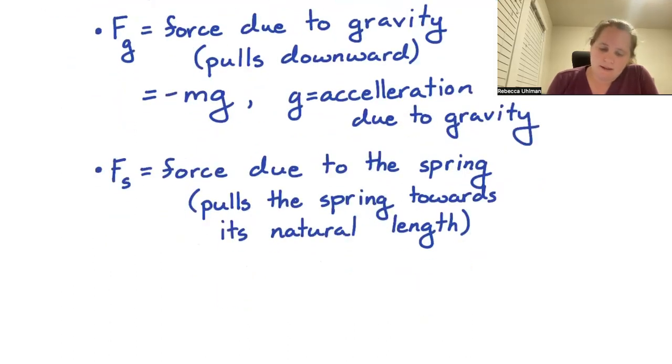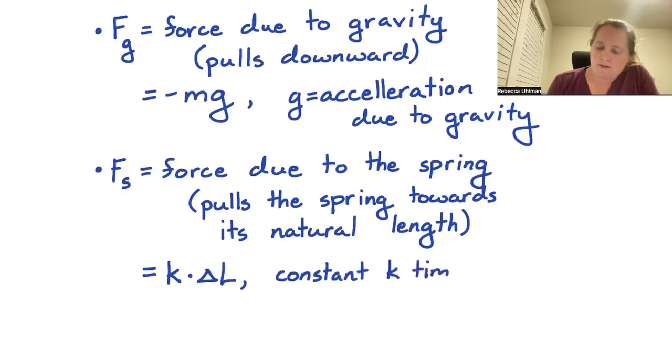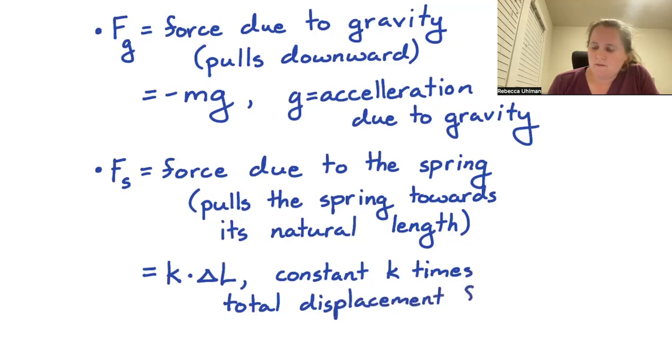And this is just the spring constant K times the total displacement from the natural length. So this is constant K times the total displacement from natural length.